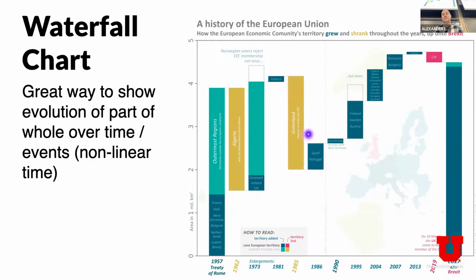Then Portugal and Spain are added, and then East Germany is added to Germany, and then Austria, Sweden, and Finland joined, and then Norway rejects joining again, and then all of the Eastern expansion happens, and then Romania and Bulgaria are added, Croatia is added, and then the UK leaves Europe, and now we are here, right? It's kind of a nice evolution of charts. We are always taking the previous position and going up or down with the next bar from it. So if you have the right data, this can be a very engaging chart to read.